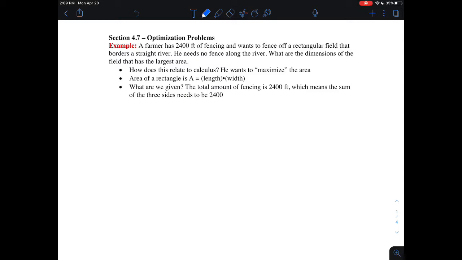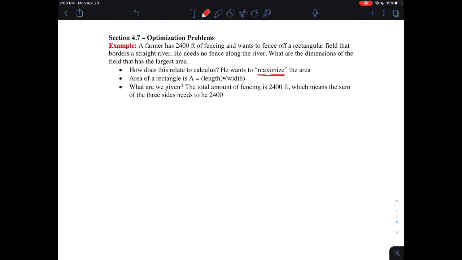So first of all, how does an example like this relate to calculus? This is sort of a metaphor for a lot of the problems that you're going to see. You want to think that this is a pretty simple problem, but we want to see some similar things that will help us with future problems. So he wants to maximize the area.